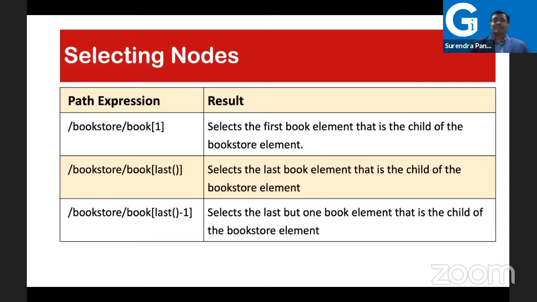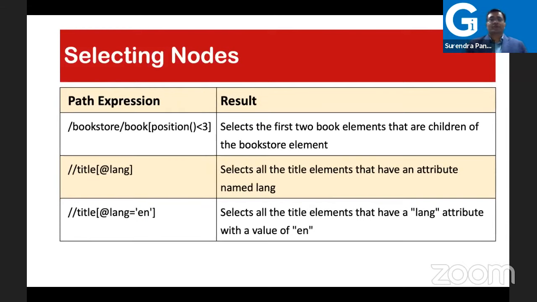Now, if you want to access the last book element that is the child of the bookstore element, you can use a function here. There is a function available under book. You can write last() as a function and access the last book element. Then if you want to access the second last, the last but one book element that is the child of the bookstore, just the previous to the last element, this can be done by last()-1 in the square bracket.